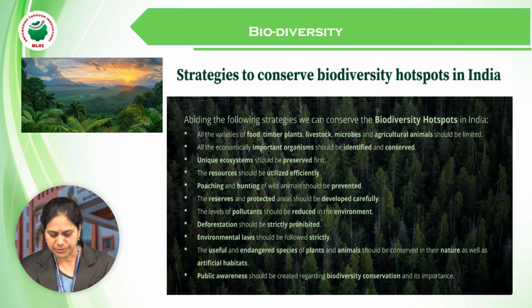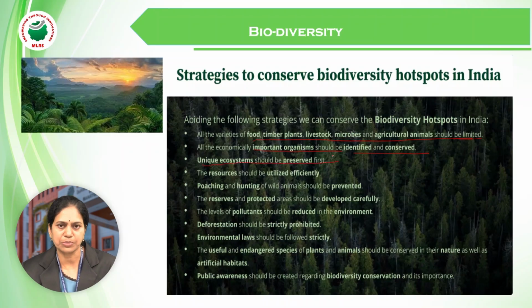Okay, next. So what are the strategies? How to conserve biodiversity, especially in our country? What strategies are we using to protect them? All the varieties of food, timber plants and livestock should be conserved, and agricultural animals should be conserved. Economically important organisms should be identified and conserved. Where we are dependent economically, those organisms should be identified and conserved.